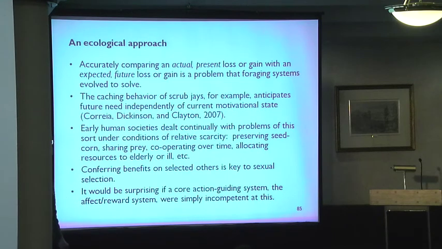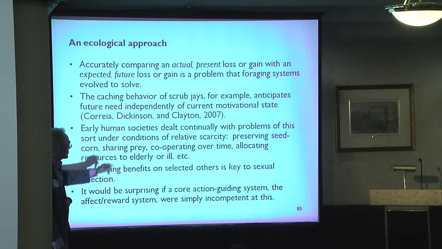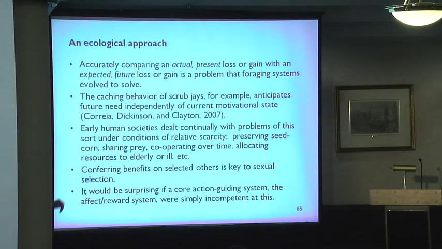You have to solve these problems to be a successful forager. Early human societies dealt with these problems continuously, whether it was the folks who managed to preserve seed corn through an entire winter so that they didn't eat what was necessary to produce the wonderful cultigens that we've got, or the very elaborate procedures in which they share prey or cooperate over time or deal with the elderly or the ill. We had to continually solve these problems in some way or other. And the whole business of what benefits we confer upon others or what selections we make among others is a crucial part of the process of sexual selection that has driven a lot of our social behavior.